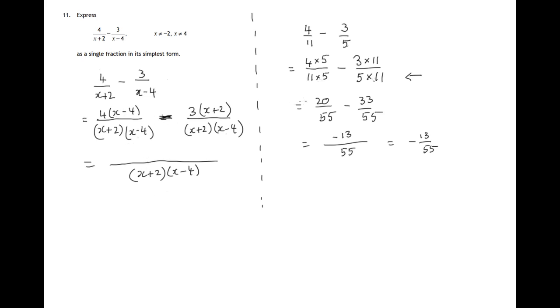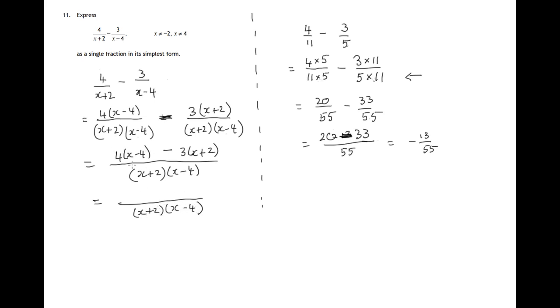And how many of these do we have? We've got 4 lots of x minus 4 of them, minus 3 lots of x plus 2 of them. It's the same as this stage here when we said there's 20 minus 33. That's the minus 13 that we have in the top. But there's this number of 55ths minus this number of 55ths. In this case, 4 lots of x minus 4 of these minus 3 lots of x plus 2 of these. So the top line needs a bit of simplifying.